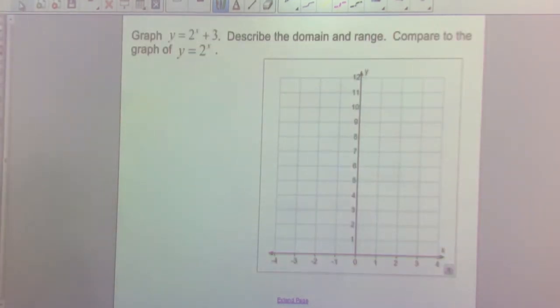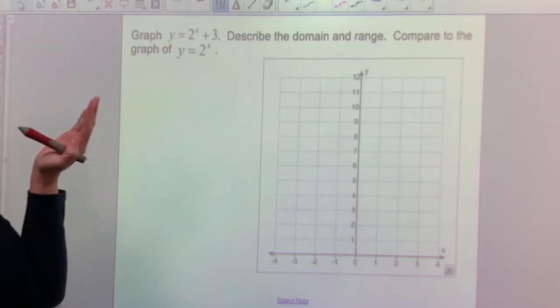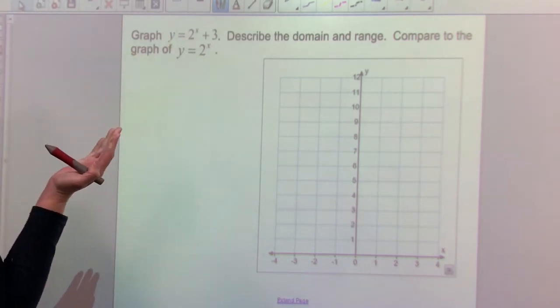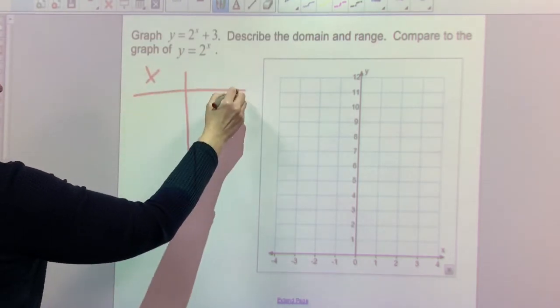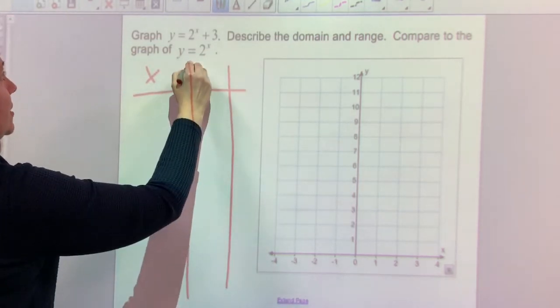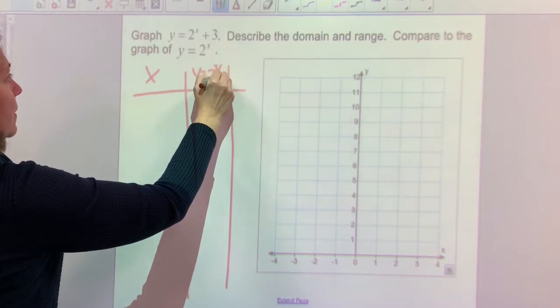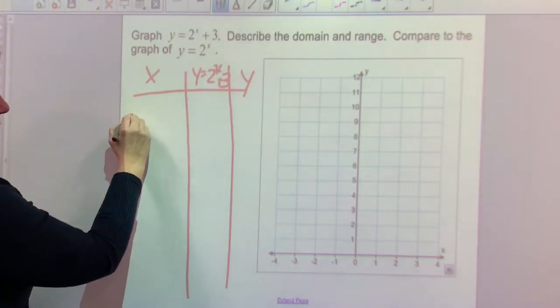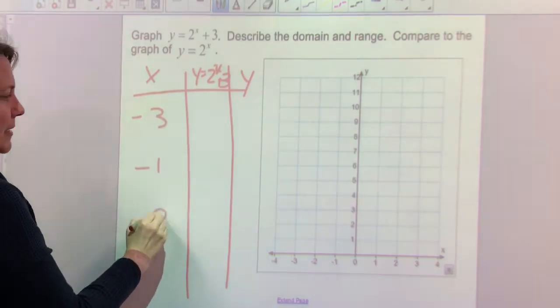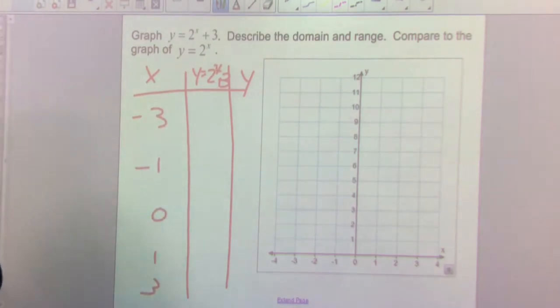All right. Next one. What do? I don't know. I'm going to do a table of values. X, my equation, y. So let's see here. I'm going to choose -3, -1, 0, 1, and 3.